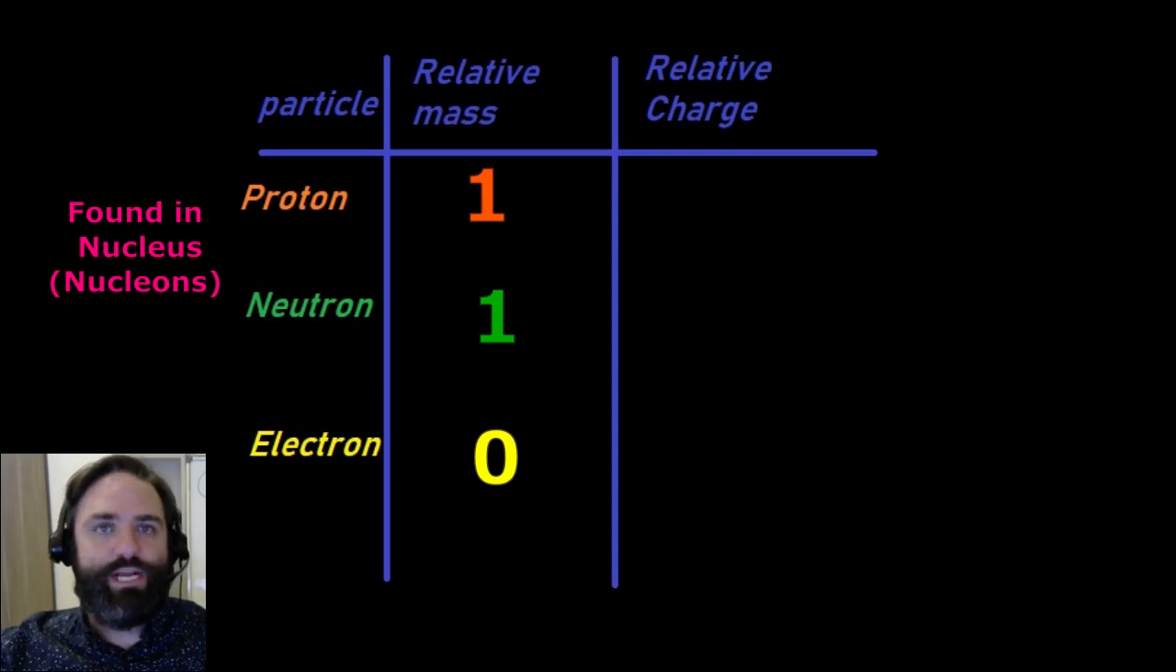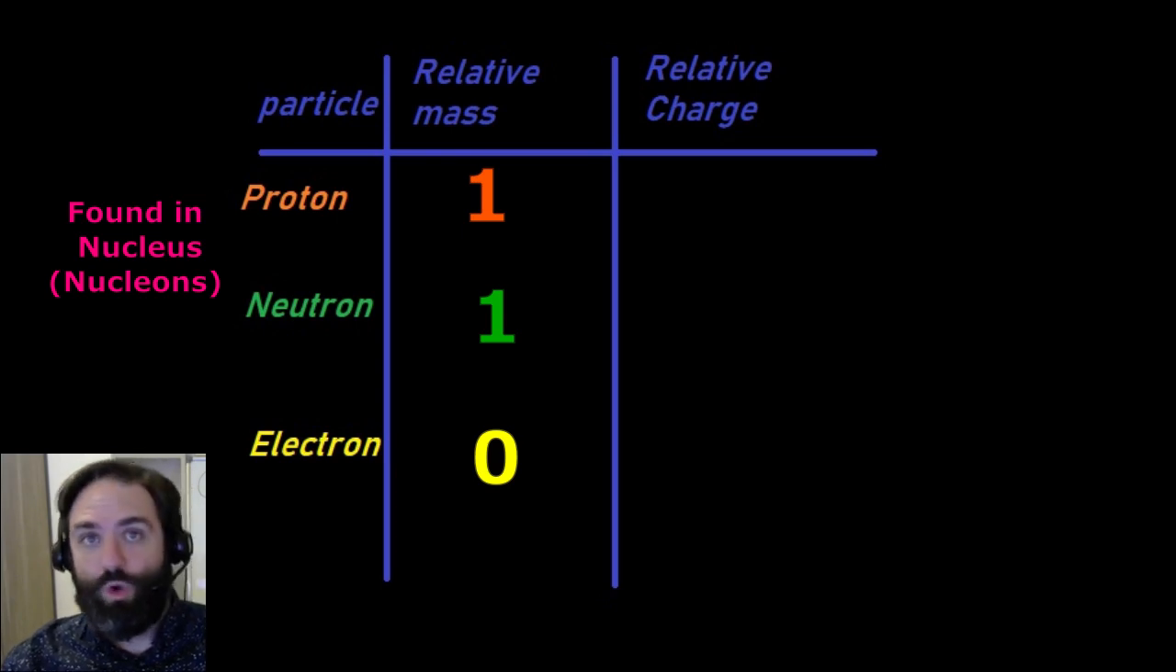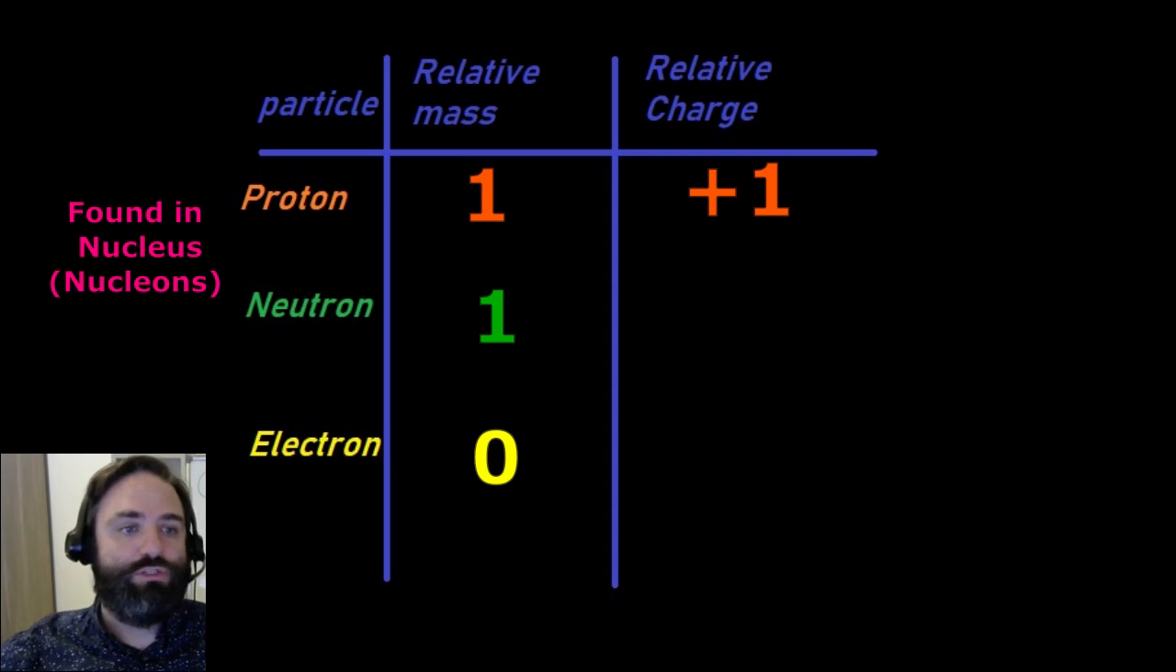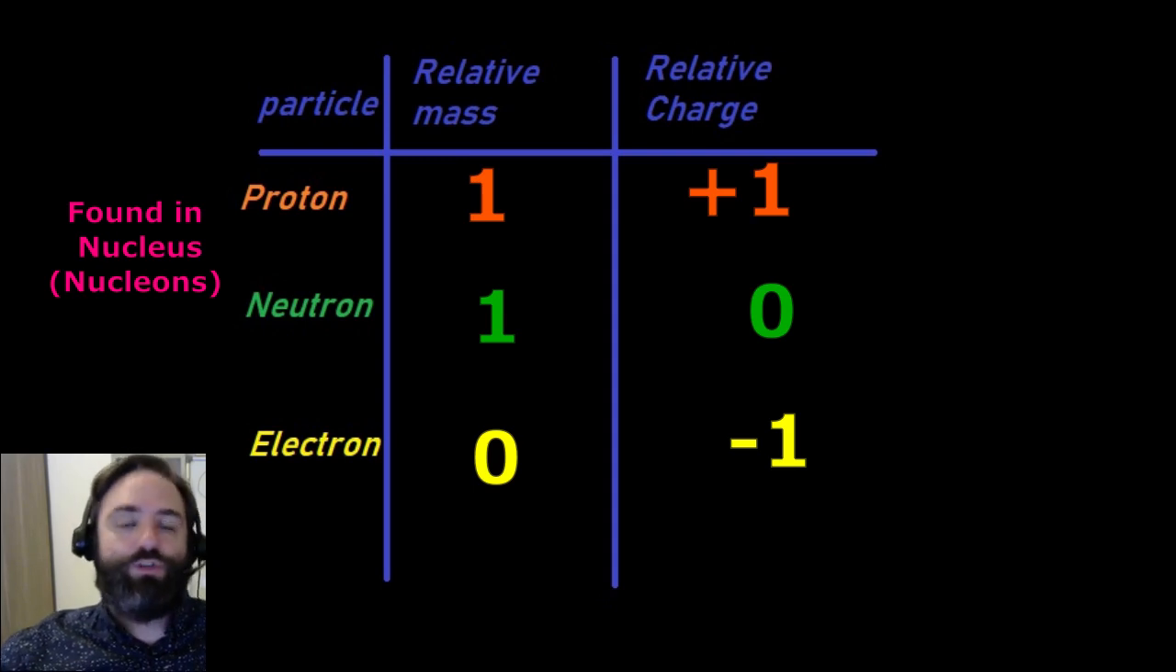So what differentiates them, other than their mass, is also their relative charge. Protons have a positive charge of +1. Electrons have the same charge as a proton, but the opposite sign, the opposite charge. So it's -1. For the neutron, the clue is in the name, neutral, charge of 0. So the proton and the neutron are found in the nucleus and are known as nucleons.